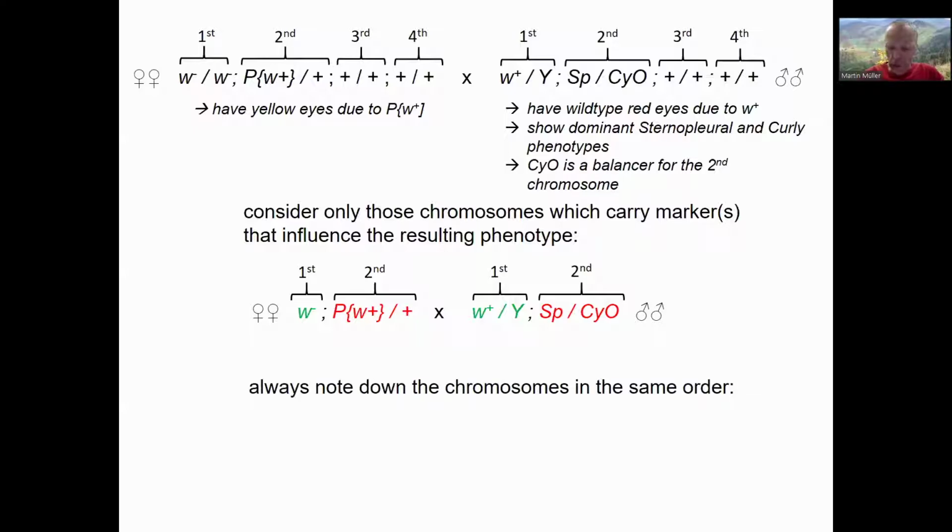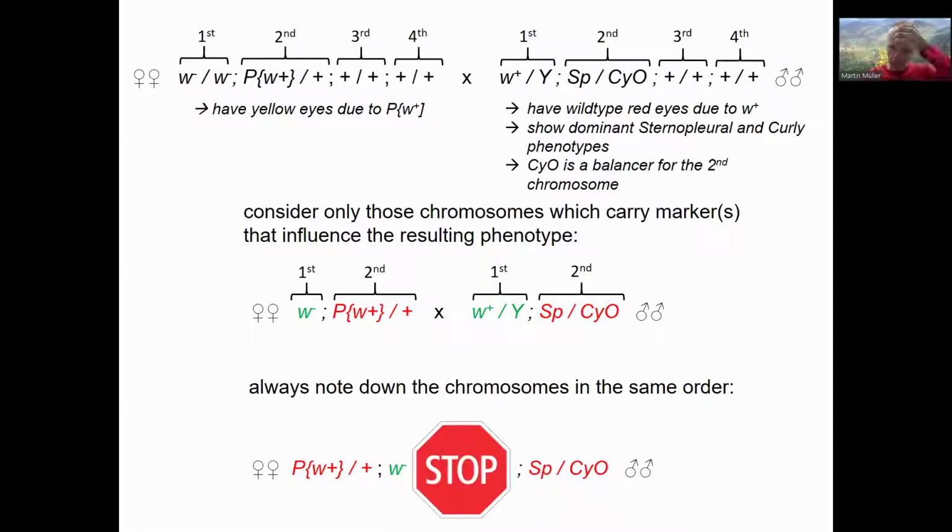Another important rule is to keep the order of chromosomes always the same. So this means always first the X chromosome, and then the second, and then the third, and then the fourth. If only the second and the third are important, write first the second and then the third. Never turn things around like down here. That can be confusing and lead to mistakes, so don't do that.